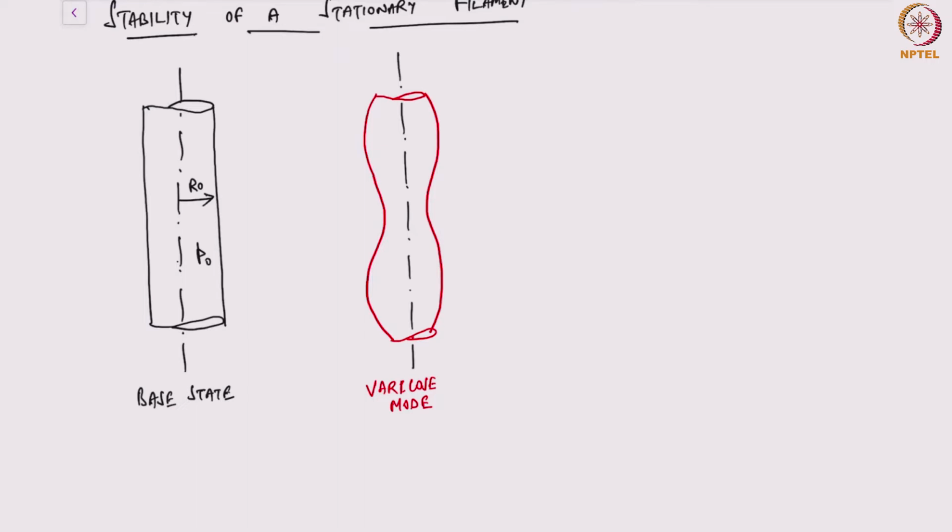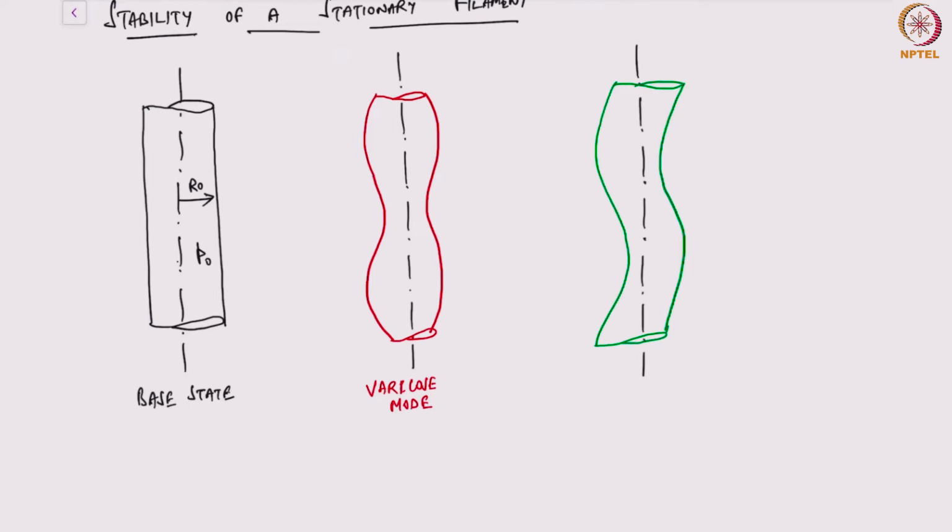Now you can have another kind of mode which takes this jet and, again, I'm drawing the perturbation of very large amplitude. So don't think that it's a violation of the linear analysis that we're going to do subsequently. This is only for illustration. So I could actually have a perturbation this way as well. Now I have two kinds of perturbations. One is the varicose perturbation, or I could have a sinuous perturbation, just like how a snake would move.